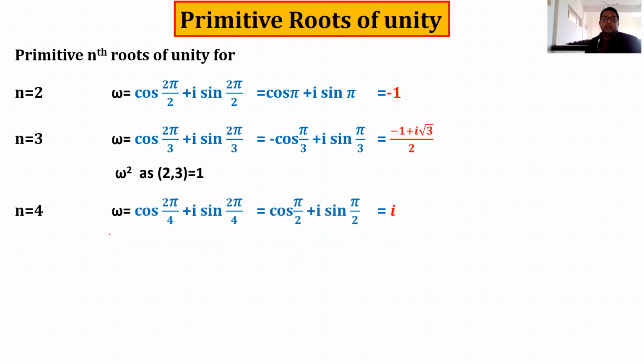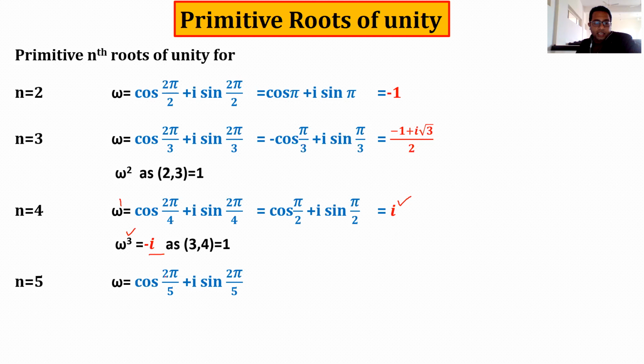For n equal to 4, you have omega as cos 2 pi by 4 plus iota sine 2 pi by 4. That is cos pi by 2 plus iota sine pi by 2, which is iota. Omega to the power 1 is done. The GCD of 2 and 4 is not 1, so we do not consider it. Then for 3, the GCD of 3 and 4 is 1, so omega cube. Cube it and you will get minus iota. So minus iota is also a primitive fourth root of unity.